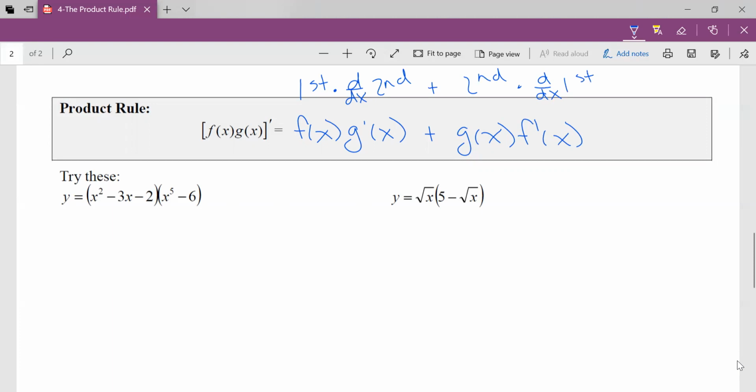Now, some people write it the other way around because it's an addition, and you certainly could. Don't panic about that. It's just a different way to write it. Let's just try two examples, friends. You'll see how easy this is.